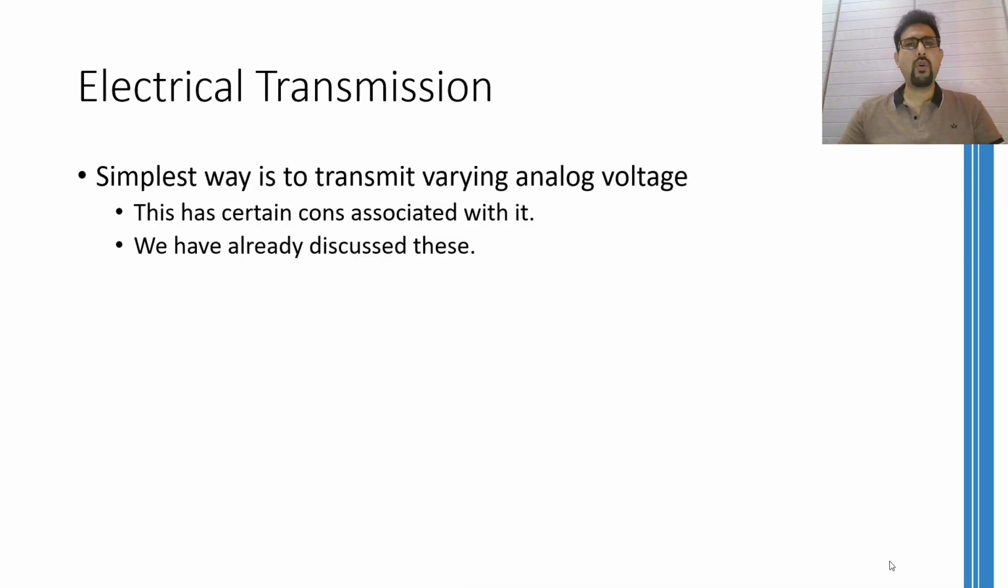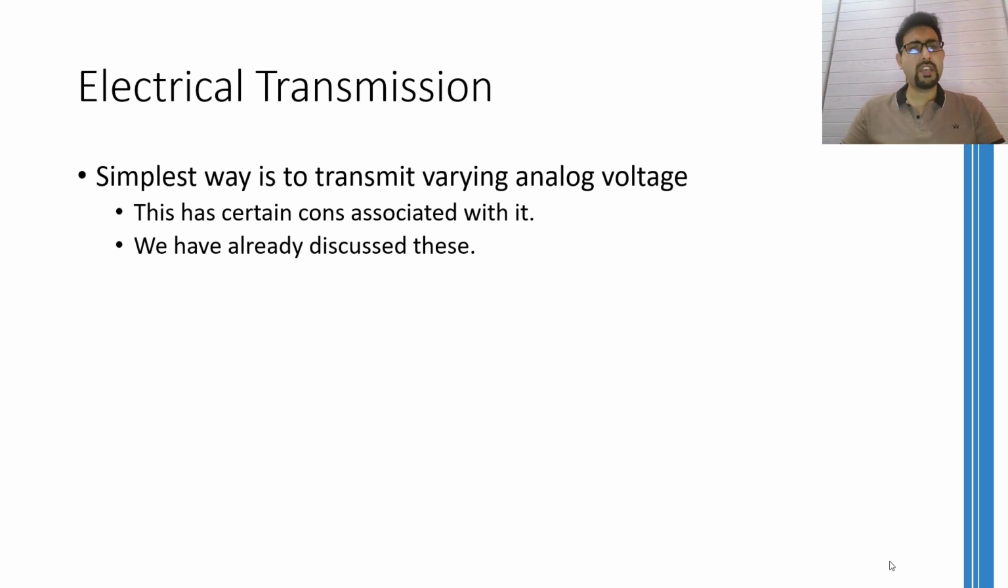Let us start with all signal transmission mediums one by one and try to cover the basics as we go. The first transmission medium that I am going to focus on is the electrical transmission medium. Probably the easiest way to transmit analog voltage is to use the electrical transmission medium.